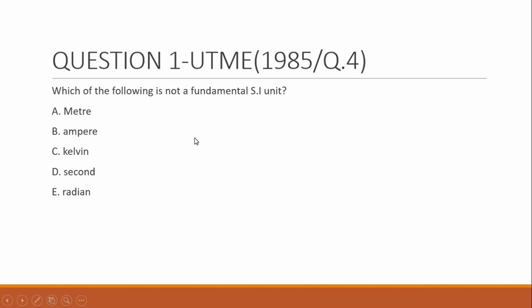Let's check if you have gotten the basic concept. Look at question number 1 and tell me the answer. Which of the following is not a fundamental SI unit? Meter, ampere, Kelvin, second, radian. The best answer is E, radian, is not a fundamental SI unit. Meter is the unit for length. Ampere is the unit for electric current. Kelvin is the unit for temperature. Second is the unit for time.